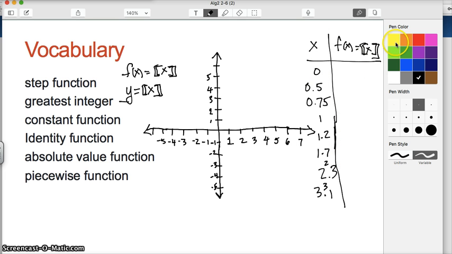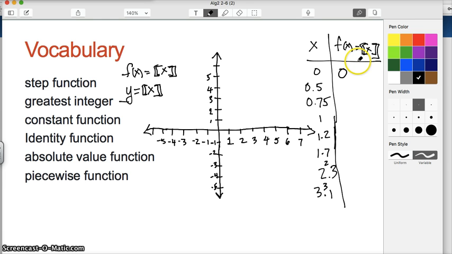This function says f of x is equal to the greatest integer that is equal to or less than x. So is 0 an integer? Yes. So what is the greatest integer that is equal to or less than x? Equal to would be 0. Let's try 0.5. Is 0.5 an integer? No. So what is the greatest integer that's equal to or less than 0.5?